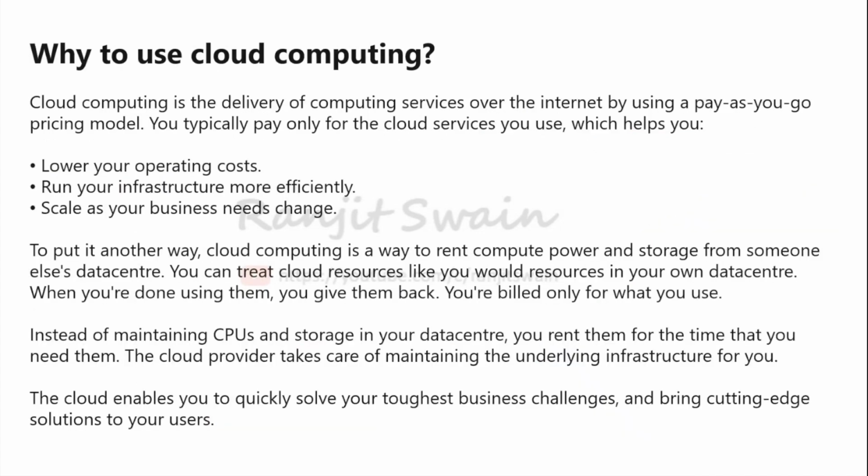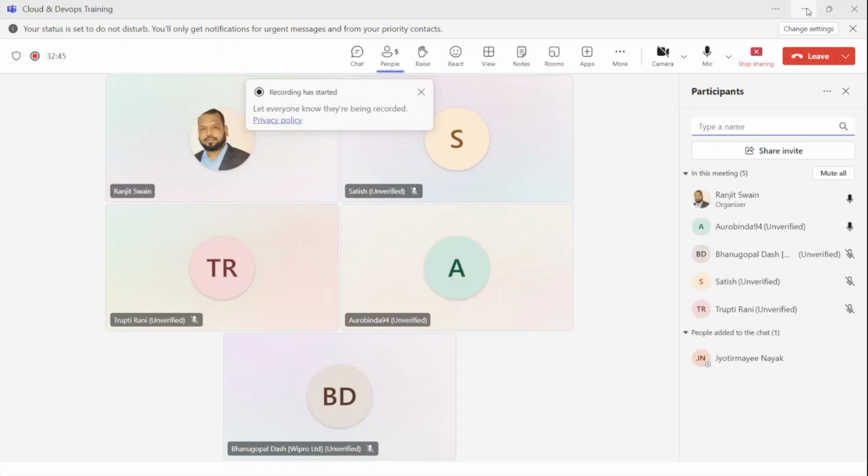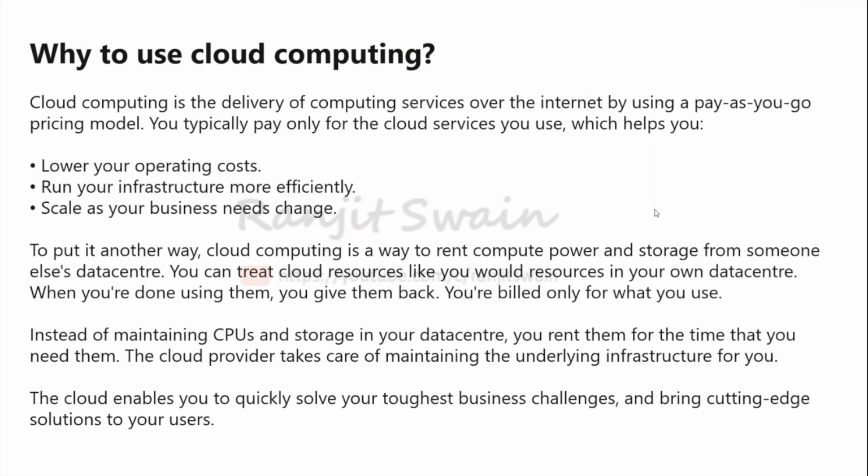Okay, so we can start now. Why use cloud computing? Cloud computing is the delivery of computing services over the internet using a pay-as-you-go pricing model. What is this pay-as-you-go pricing model? Pay as you go means just use it, and once you are done, pay money and go, kind of like a rented house. AWS also, and every cloud service provider is like that.